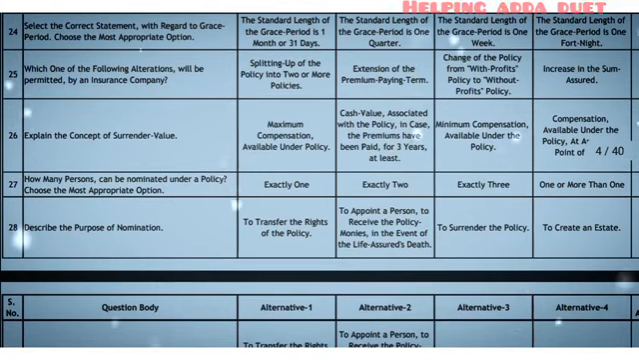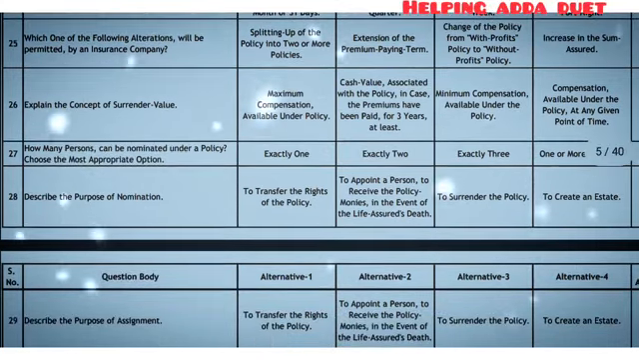Question number 25. Which one of the following alterations will be permitted by an insurance company? So, splitting up of the policy into 2 or more policies will be permitted. Question number 26. Explain the concept of surrender value. So, surrender value is the cash value associated with a policy in case premiums have been paid for at least 3 years. So, the answer is option number 2.